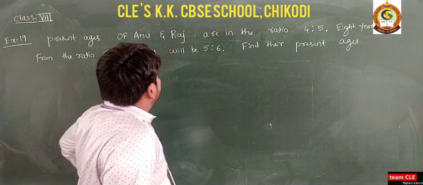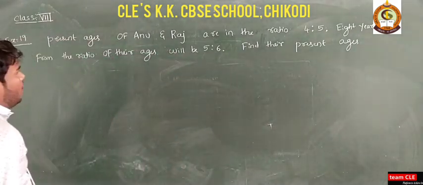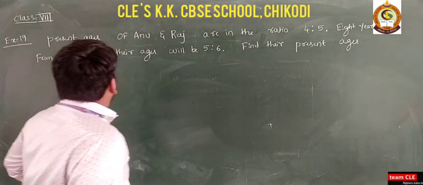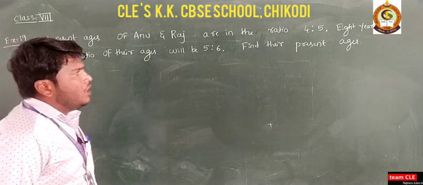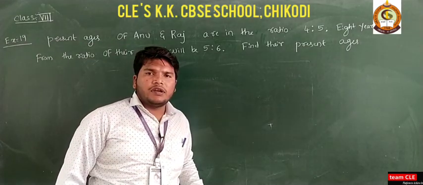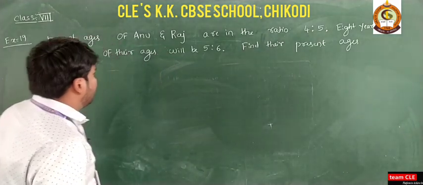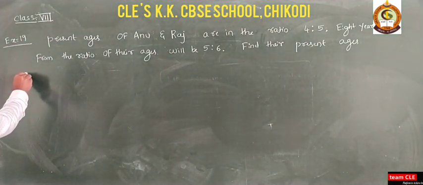Okay dear students, see the question. Present ages of Anu and Raj are in the ratio 4:5. 8 years from now the ratio of their ages will be 5:6. Find their present ages. So first thing you need to do, you need to write first the given thing.